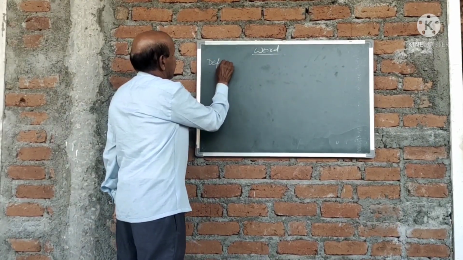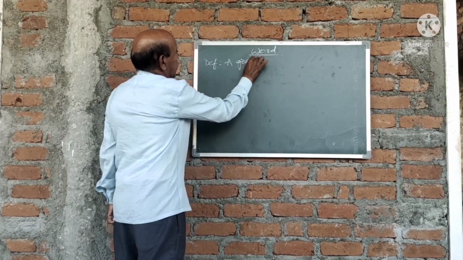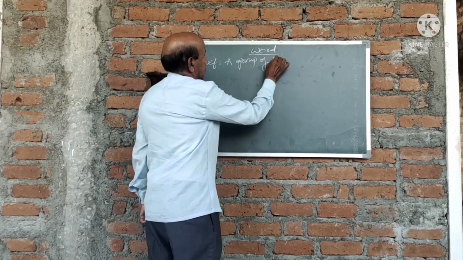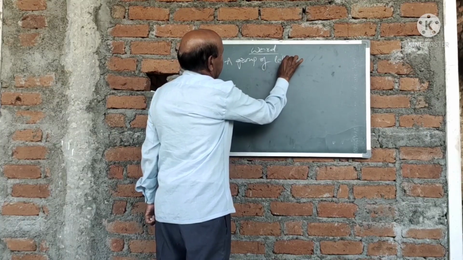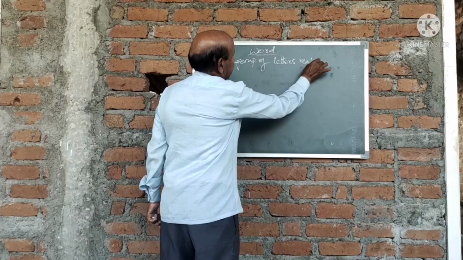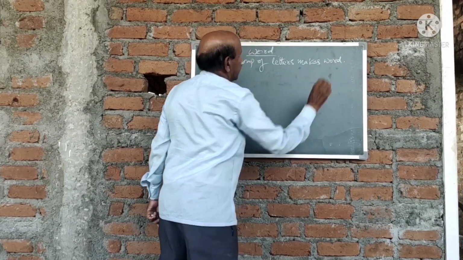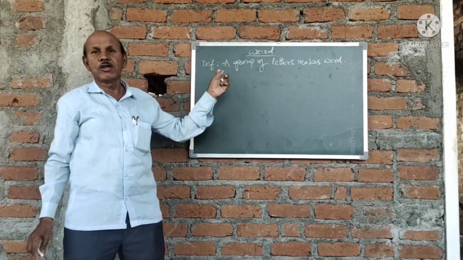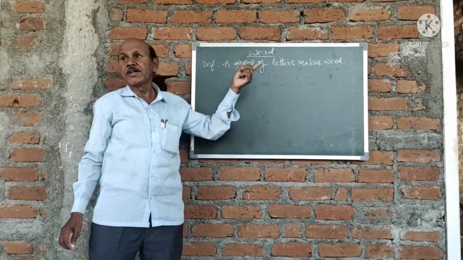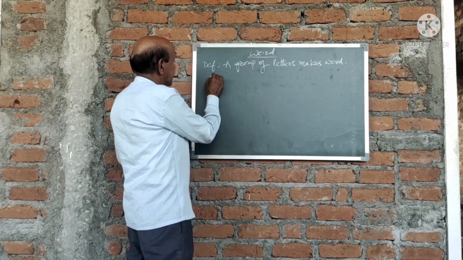Definition: a group of letters makes a word. So simply you say, what is word? A word means a group of letters makes a word. So I will give some example.